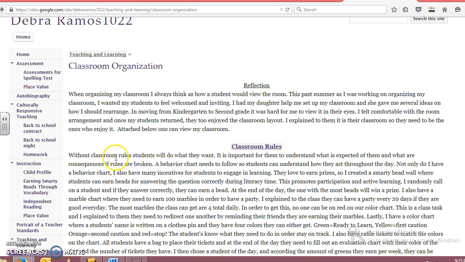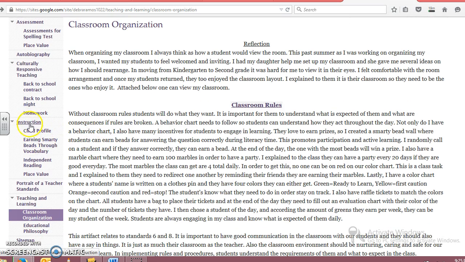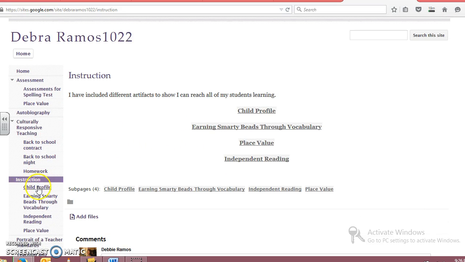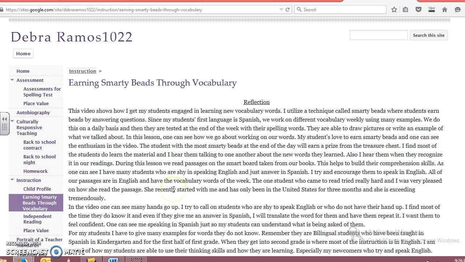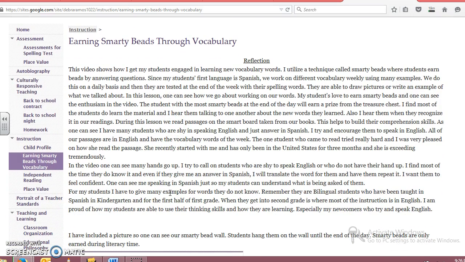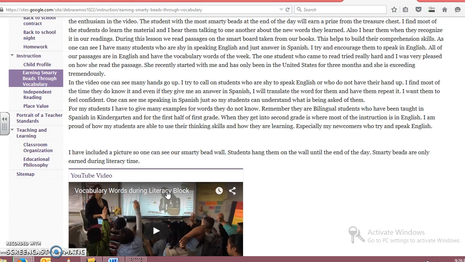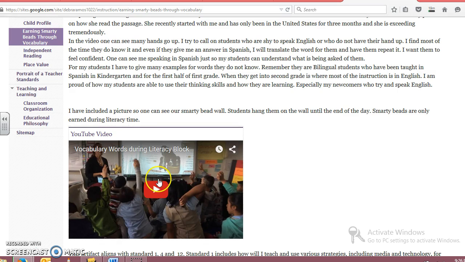Next, I'd like to draw your attention to my instruction. I find in order to have students really understand, they need to have fun. I have implemented what is called earning Smarty Beads through vocabulary. As I've stated, I am a bilingual teacher, and sometimes it is hard for students to understand the vocabulary. Words that we may think are easy are a little bit confusing to my bilingual students.